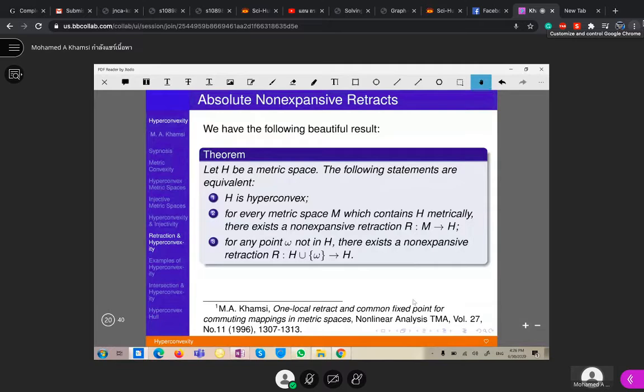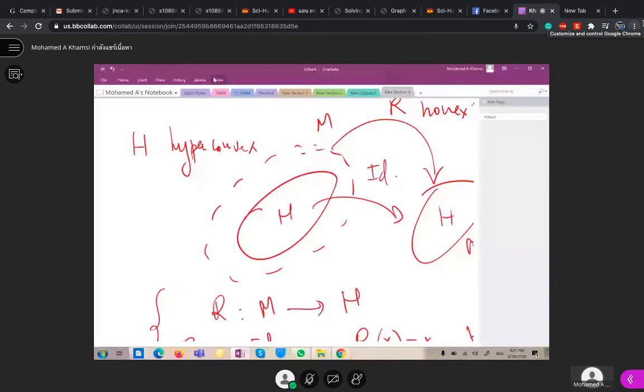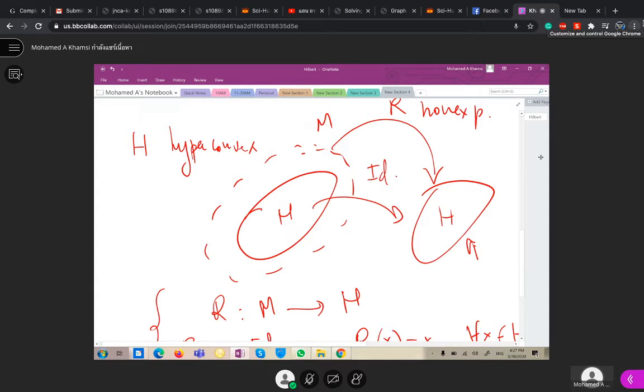We said basically that if you take any, you know what? I need to find the different colors. Where are the colors? Hold on one second. Okay.